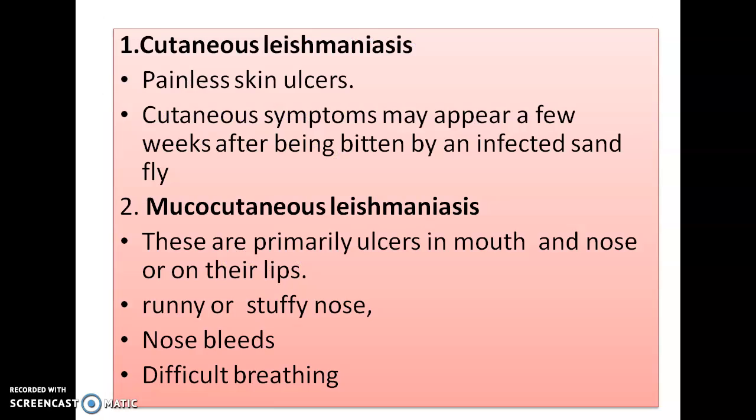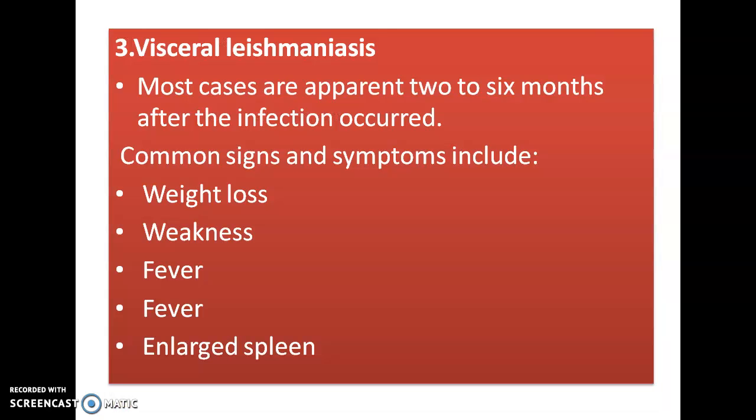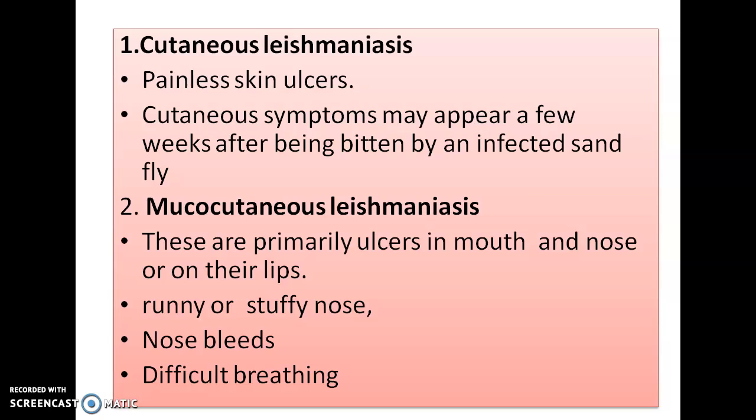And then what about the symptoms of the disease? The symptoms can be classified into 3 different types: cutaneous leishmaniasis, mucocutaneous leishmaniasis, and visceral leishmaniasis. What is meant by cutaneous leishmaniasis? Cutaneous means skin. It generally causes painless skin ulcers, and this disease generally occurs just weeks after being bitten by the infected sandflies. After a week, this disease will appear.